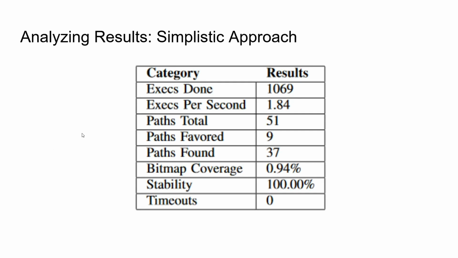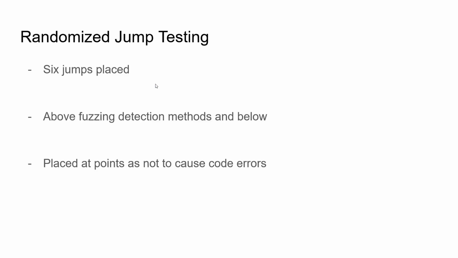So if we look at the simplistic approach, the execs done dramatically reduces from 3.8 million to 1,000, with the execs per second being 1.84, which is also dramatically reduced from 7,000. Paths total, again, reduced by 550. Paths favored and paths found reduced by similar amounts. I think paths favored was 95 and now it's 9. Bitmap coverage reduced a little bit by 0.3%, and stability was maintained.